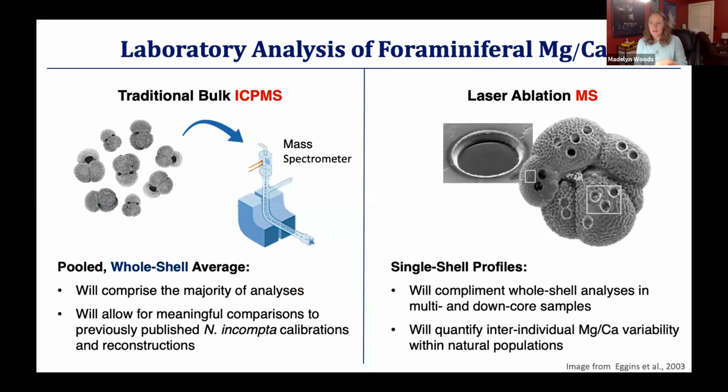Back in the lab, our forams will be analyzed in two ways. The majority of samples will undergo traditional bulk ICP-MS analysis. The bulk samples of whole shells will be crushed and dissolved and run through the mass spec to measure pooled elemental composition. And this is to help facilitate meaningful comparisons with previously published studies.